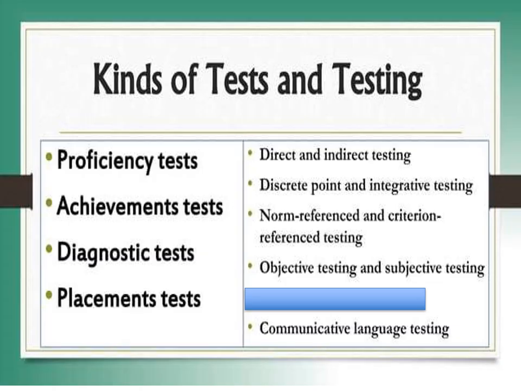In the chapter, we will look at the 4 types of language tests, which include proficiency tests, achievement tests, diagnostic tests, and placement tests. And we'll also discuss 5 other types of language testing, which include direct and indirect testing, discrete point and integrative testing, norm referenced and criterion referenced testing, objective testing and subjective testing, and communicative language testing.